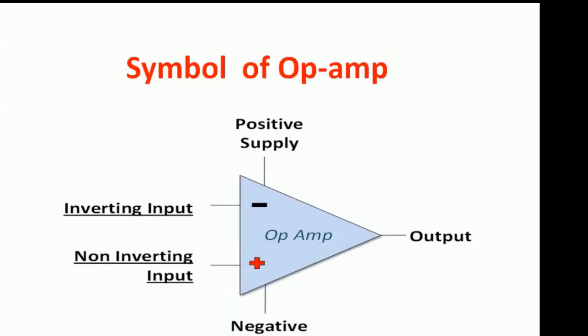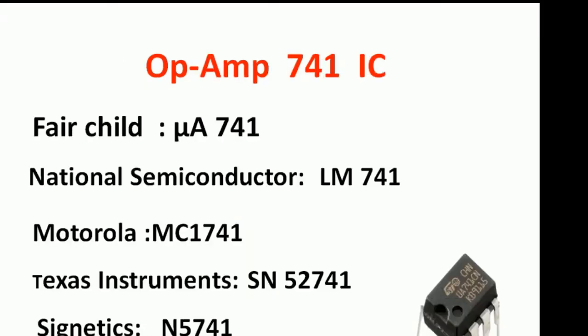The symbol of operational amplifier is an arrow-like structure. It has two inputs and one output. The input marked with a negative sign is known as inverting input. The input marked with a positive sign is known as non-inverting input. It works on dual power supplies, but most operational amplifiers also work on a single supply.